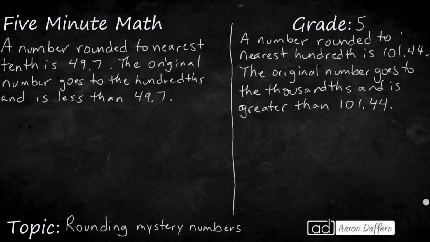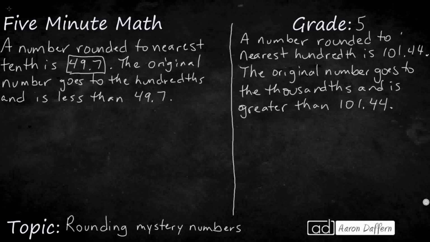Today we are looking at the 5th grade concept of rounding decimals, specifically how we can round decimals to specific place values, and we'll do it in 5 minutes or less. So we've got two different scenarios here. Let's take a look at the one on the left. We need to find a number. It's rounded to the nearest tenth, and when it is, it rounds to 49 7/10. The original number that gets rounded itself goes to the hundredths place and it's less than 49 7/10.